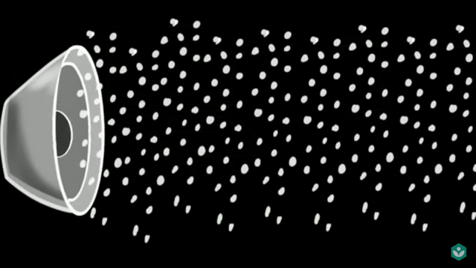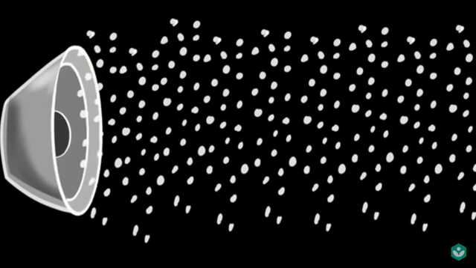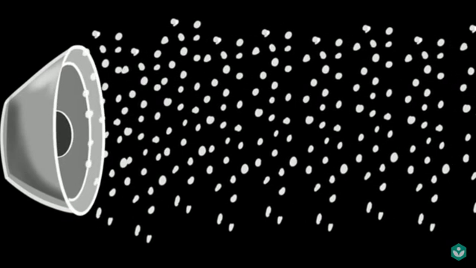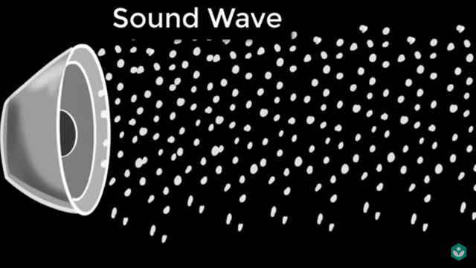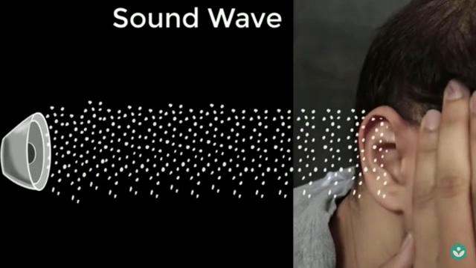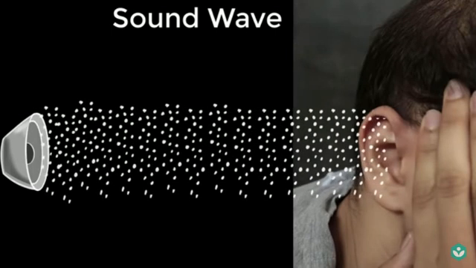You see, all your speakers are doing right now is vibrating the particles of the air close to it. Then they vibrate the air molecules close to them, and so on and so forth. And we call this a sound wave. And eventually, when the air molecules close to your ears start vibrating, we hear sound.